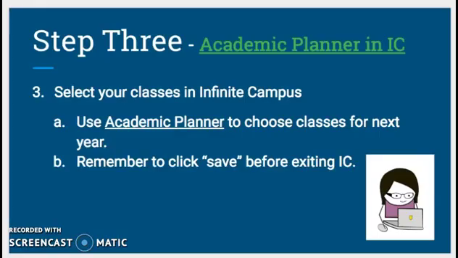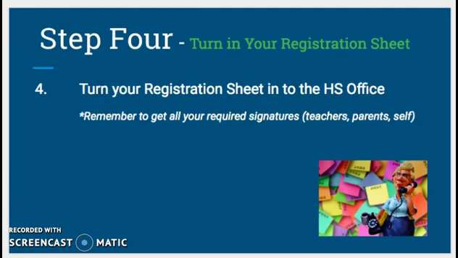Awesome, so you have completed step 3 in Infinite Campus and have completed your academic planner. You've clicked Save to make sure all those course selections are going to come to us, and we give you the correct classes. And we are on to step 4, turning in your registration sheet to the high school office. Remember, before you do that, to get all your required signatures, teachers, parents, guardians, and yourself, and then bring that course selection sheet to the high school main office, turn it in, and you are done.